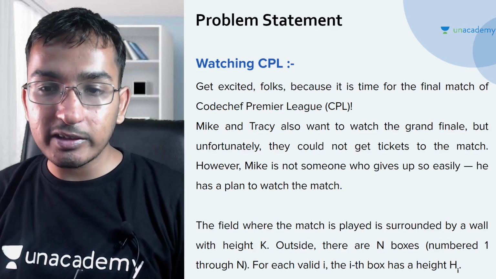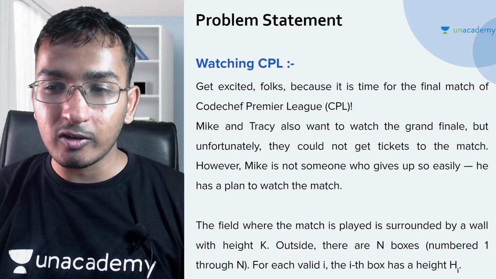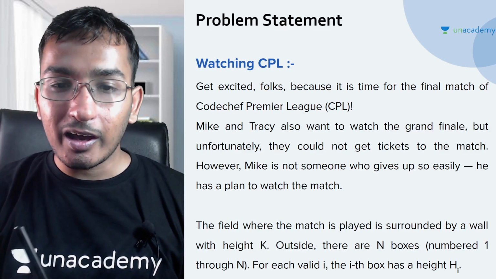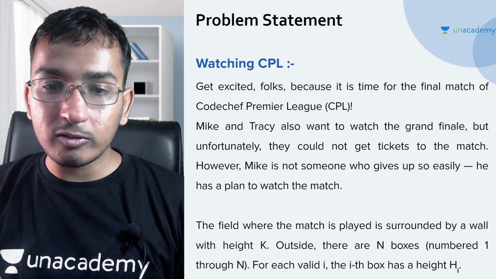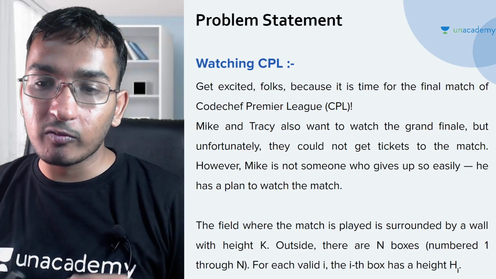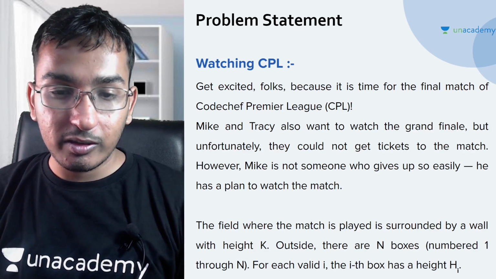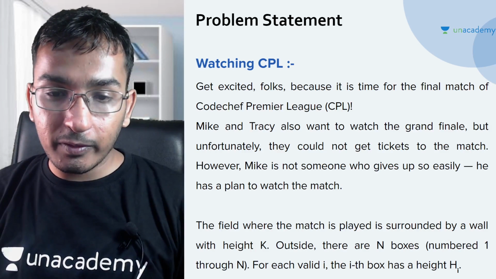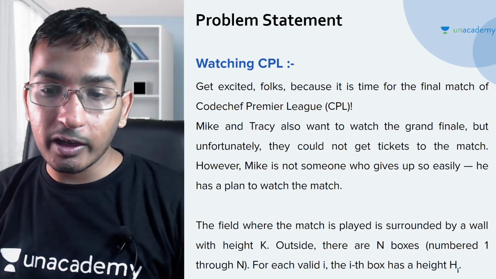So Mike and Tracy also want to watch the grand finale. There is a league, the CodeChef Premium League, going on, and they want to watch the grand finale, but unfortunately they could not get the tickets to the match. However, Mike is not someone who gives up so easily. Okay, he has a plan to watch the match. So what is the plan of Mike here?